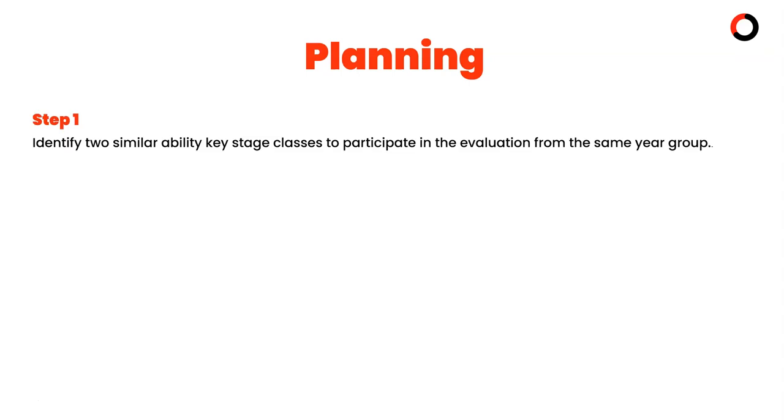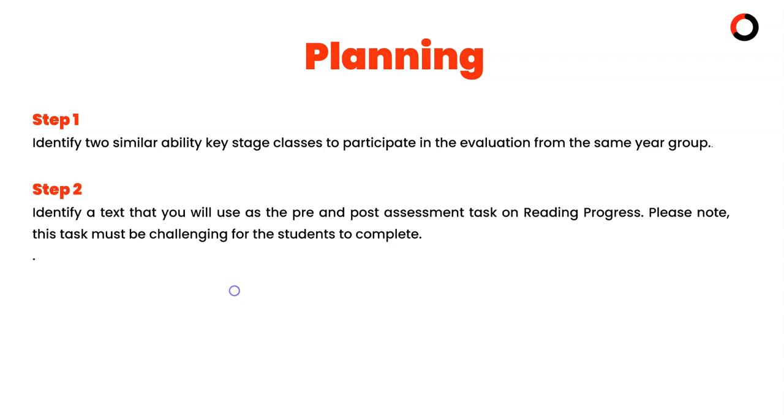So let's look at the planning. Step 1. Identify two similar ability key stage classes to participate in the evaluation from the same year group. Identify a text that you will use as the pre- and post-assessment task on Reading Progress. Please note this task must be challenging for the students to complete, because if the students complete this pre-assessment and they score very high, then it will be really hard for the system to detect any effect sizes.